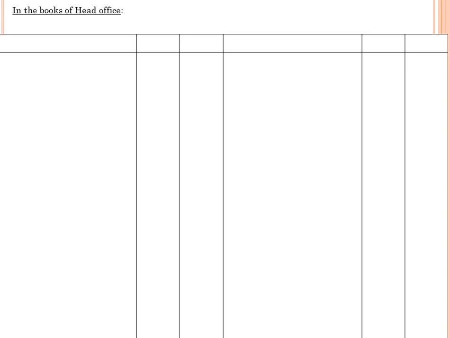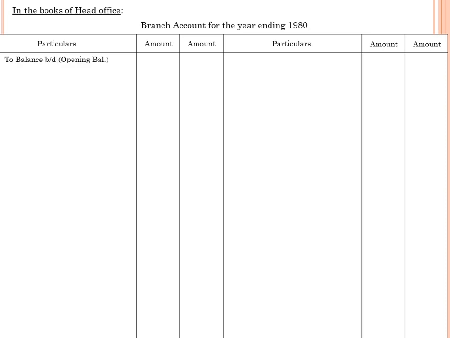See, write down the heading: in the books of head office, branch account for the year ending 1980. You may divide it into six columns: debit side three columns, particulars and amount, and credit side also three columns, particulars and amount. The branch account starts with to balance brought down, the opening balance of assets. One by one: stock, debtors, furniture, petty cash, prepaid expenses. Find the total and put it in the outer column. These are the opening balance of assets we have. All the items should be included.